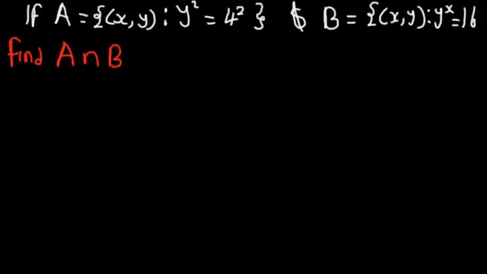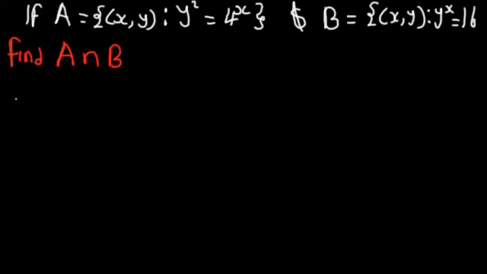Okay, if A equals the set of x, y such that y squared is equal to 4 raised to the x. Okay, it is 4 raised to the x, not 4 raised to the 2. And B equals the set of x, y such that y raised to the x is equal to 16. Find A intersection B. Now let's try to provide the particular elements.